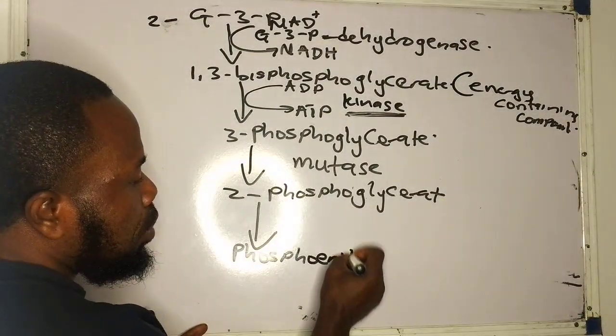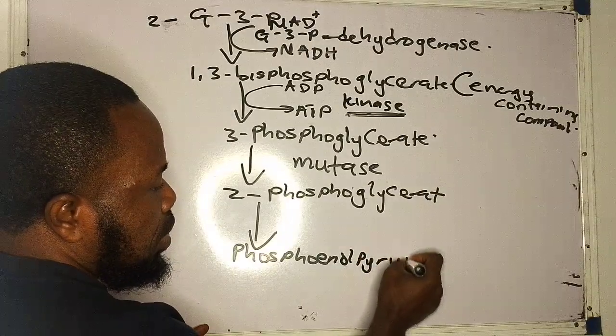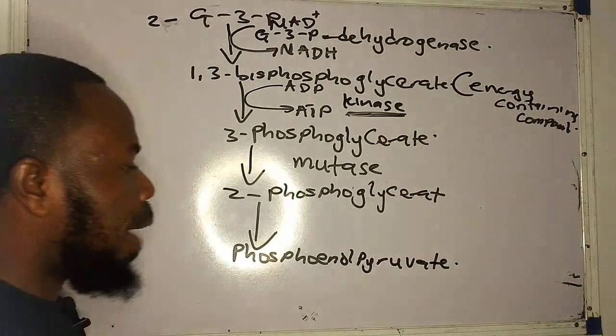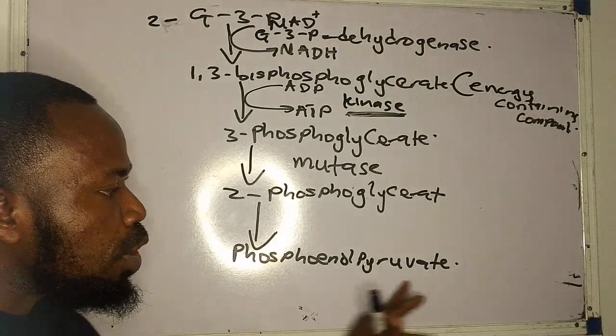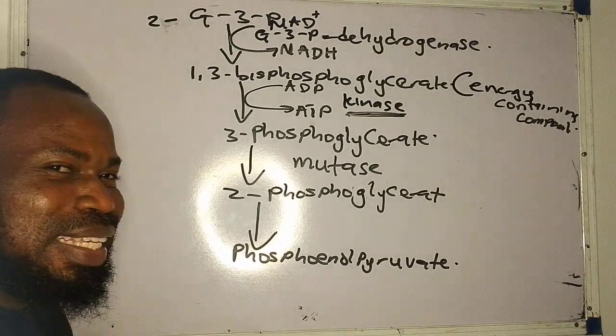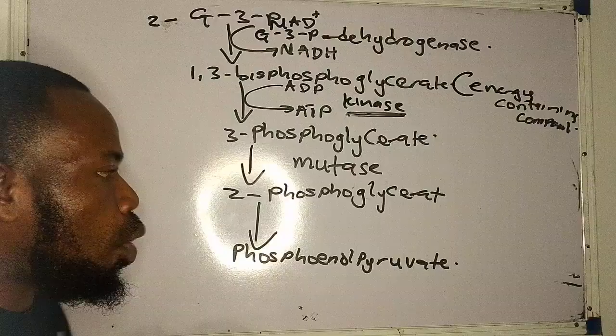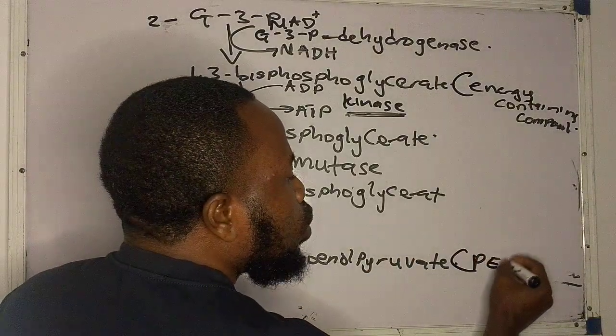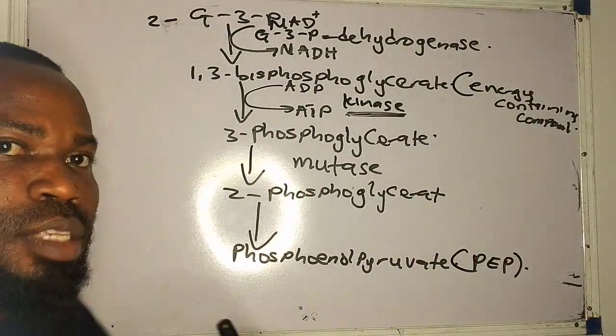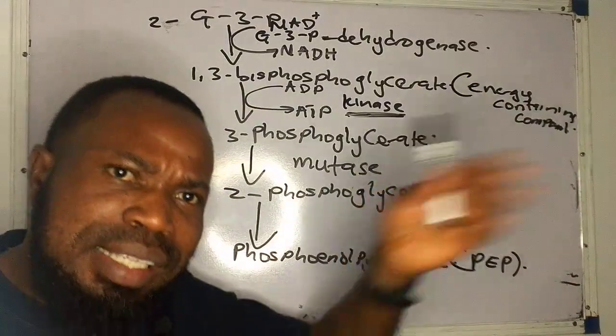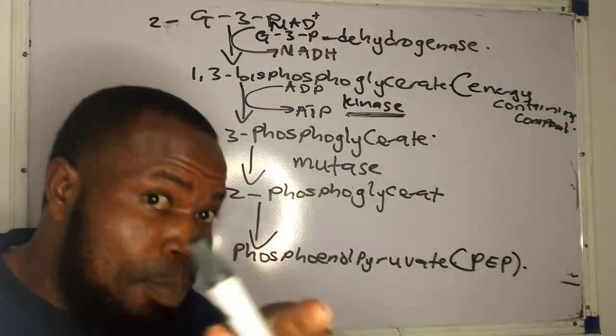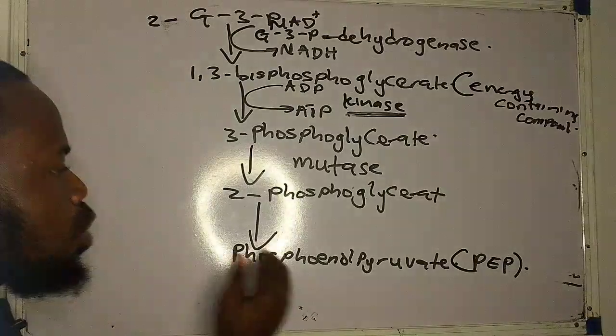Now what happens next is that this 2-phosphoglycerate is now converted to phosphoenolpyruvate. Now this phosphoenolpyruvate is the second energy containing compound, PEP, which is also known as PEP. You are going to come across this during photosynthesis, the Calvin cycle, C4 plants, C3 plants.